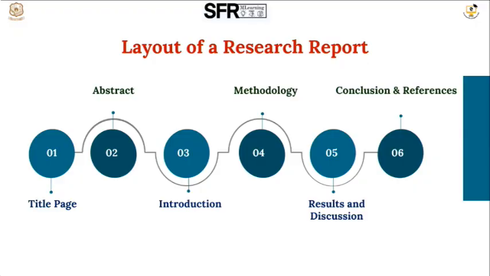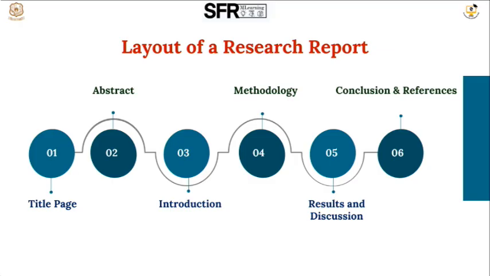The next one is the layout of your research report. The first point we have to follow is the title page. The purpose is that it provides essential information about the report. It should include the report title, author's name, affiliation, that is the institution or organization you belong to, and any relevant report numbers or identifiers. The next point is that it should contain an abstract.